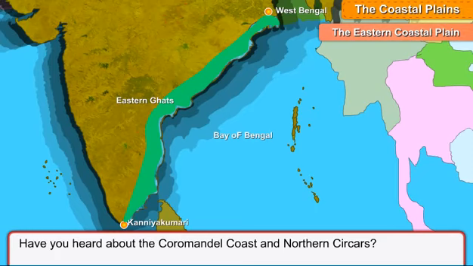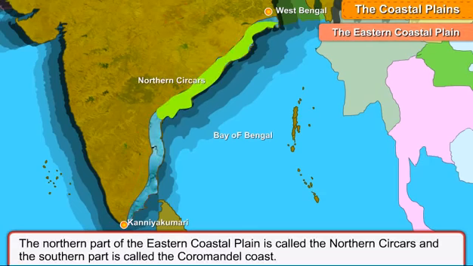Have you heard about the Coromandel Coast and Northern Sarkars? The northern part of the Eastern Coastal Plain is called the Northern Sarkars and the southern part is called the Coromandel Coast.